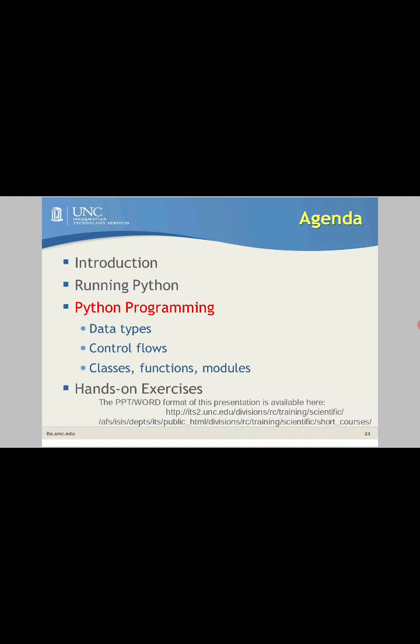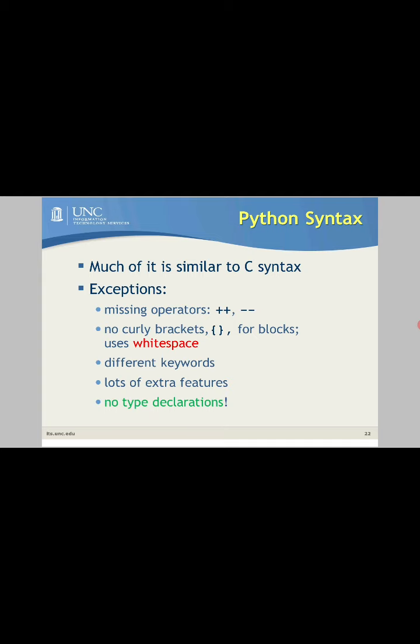Next we start with Python programming, with different programming techniques like variables, constants, data types, control flow statements, classes, functions, modules, like that. What is the syntax of Python? Much of it is similar to the C language. So the Python programming language or Python scripts are almost equal to C programs or C syntax and structures.